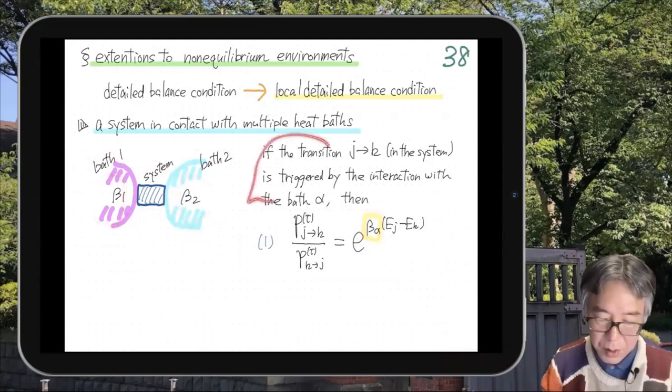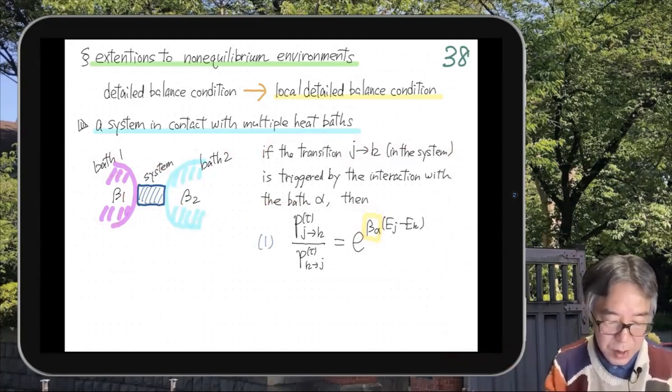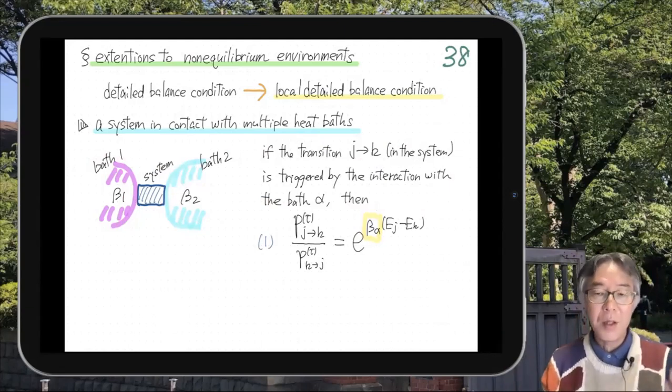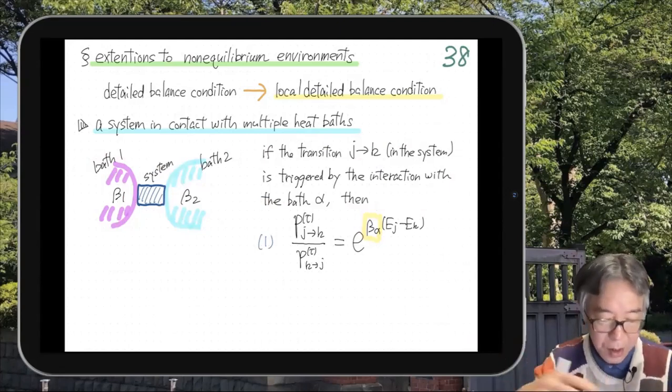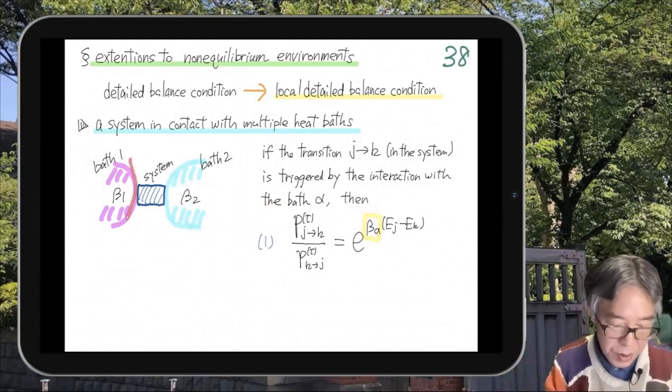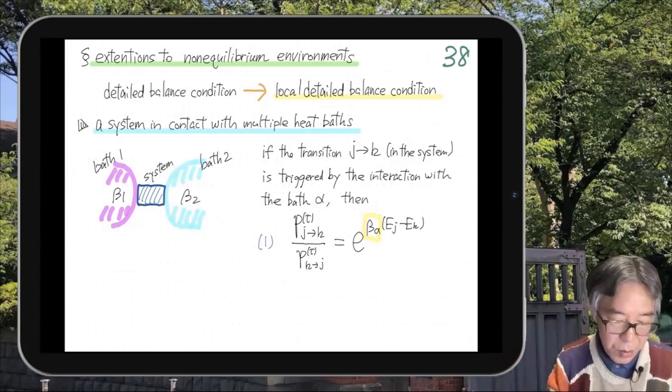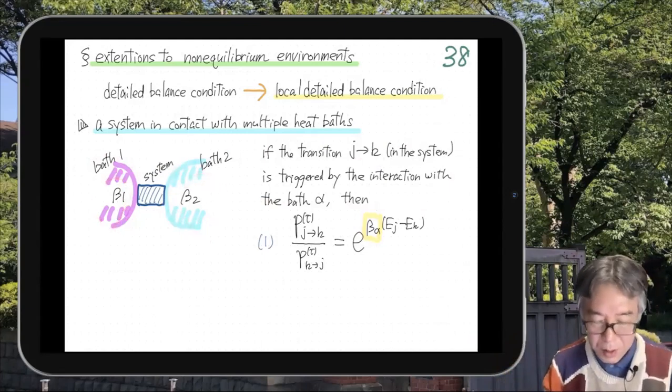What we argue here is that when the microscopic transition from the state J to K in the system takes place, we assume that the system interacts with only one heat bath. Of course, you can think about a much more complicated situation where both heat baths play a role, but if they are sort of separated like this, it's reasonable to assume that for some transition, only one of the 2 heat baths is relevant. So I assume that in this transition, only heat bath alpha, which can be 1 or 2, plays some non-trivial role.